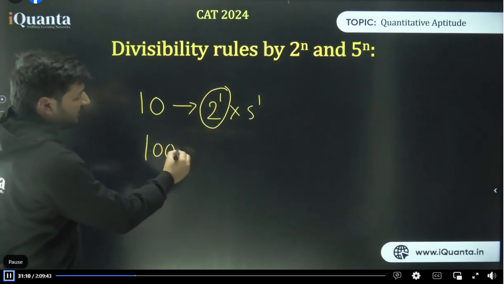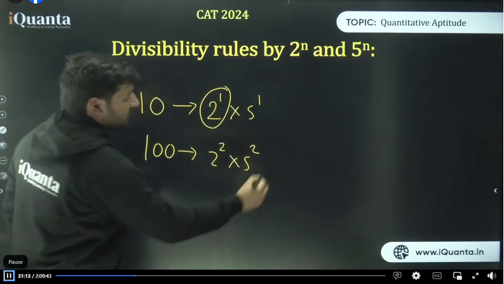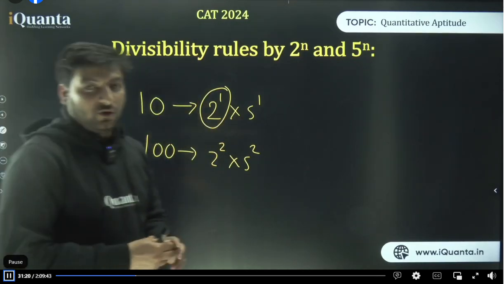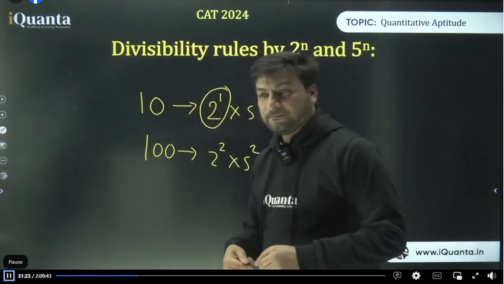Similarly, when you go with 100, you are doing 2 square into 5 square. You check the last two digits. So 2 to the power n and 5 to the power n have the same divisibility. Okay? Is that clear to everyone?